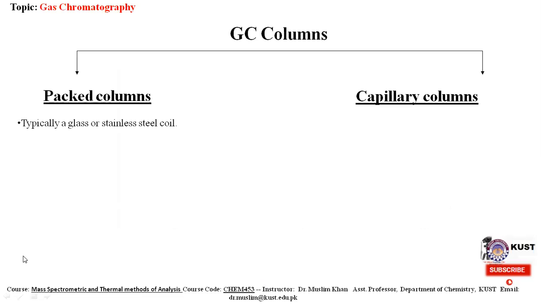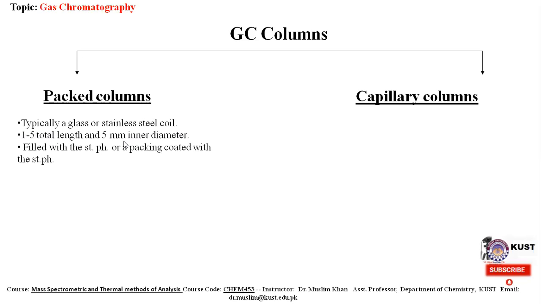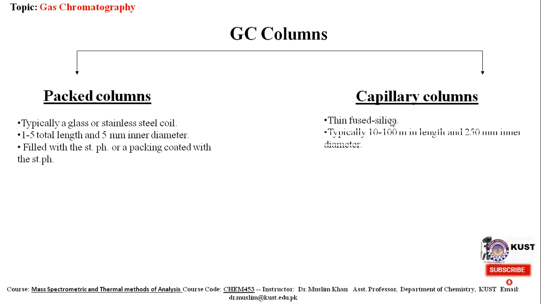A packed column is typically a glass or stainless steel coil, 1 to 5 meters in total length. The inner diameter is 5 millimeters, very thin. This 1 to 5 meter column is filled with stationary phase or a packing coated with the stationary phase. On the other hand, a capillary column is a thin fused silica column, typically 10 to 100 meters in length, very lengthy in comparison to this, and 250 millimeter inner diameter.